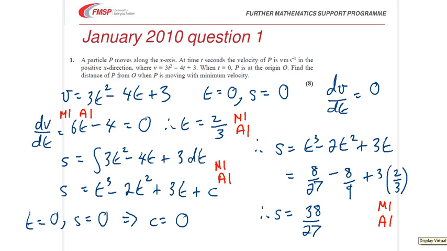We could have integrated, back here, between the limits t equals 0 and t equals 2/3. That would have been an equally good way of doing it.